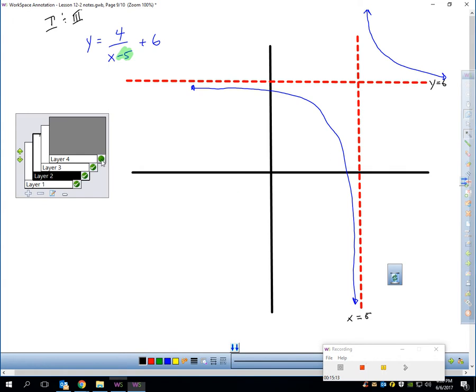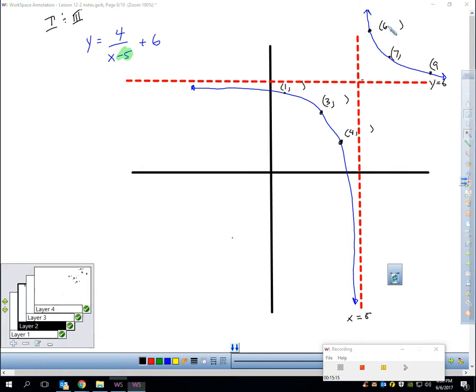Okay, now let's get some points. Now, you don't want to just plug in anything, and I pre-made these points before I started playing the video. Here's why I'm picking these. I want something easy to calculate. Like if I put in 0, that's not great because I'll have 4 over negative 5, which is a decimal. I don't want to work with decimals. So let's plug in 6 because 6 minus 5 is 1. 4 over 1 is 4, and 4 plus 6 is 10. This must be 6, 10.